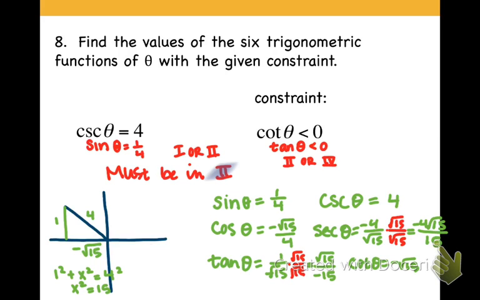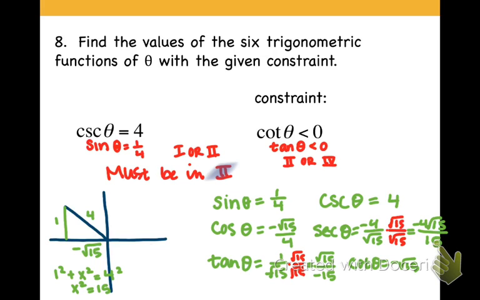Our reciprocal functions, just take the original ones and flip them upside down. So cosecant theta, that's 4. Secant theta would be negative 4 over root 15. I do need to rationalize that, so I multiply top and bottom by root 15, and I get negative 4 square root 15 over 15. And then that last one, cotangent of theta, is going to be negative root 15.